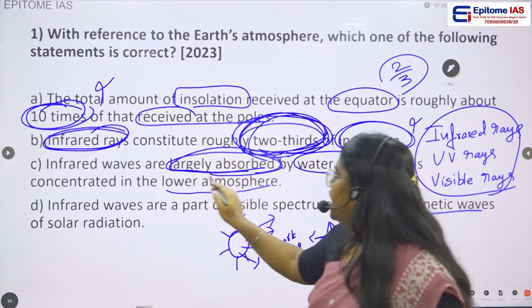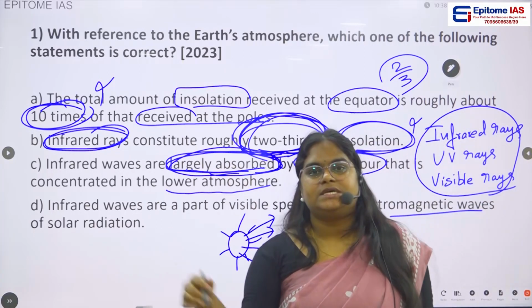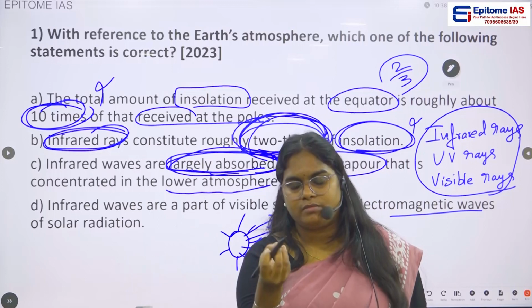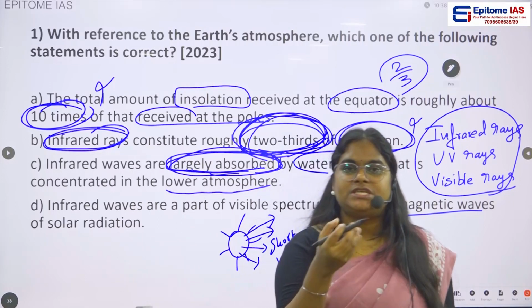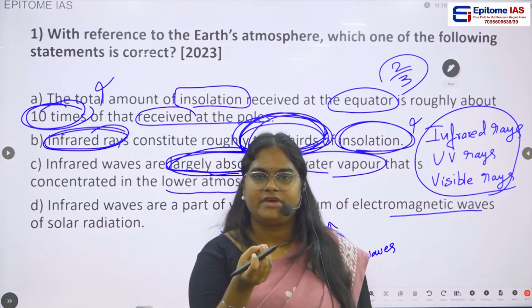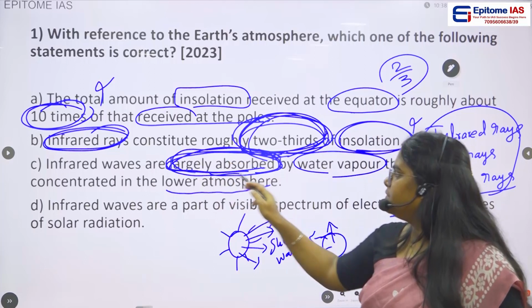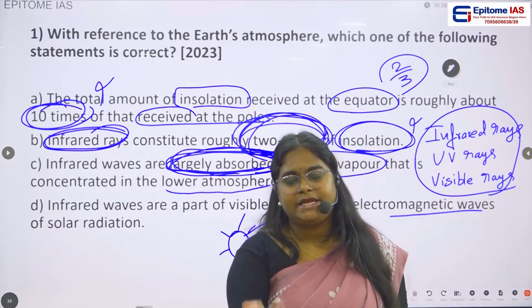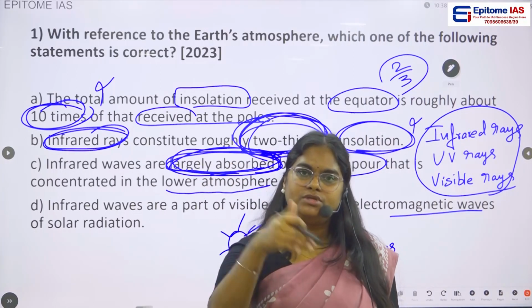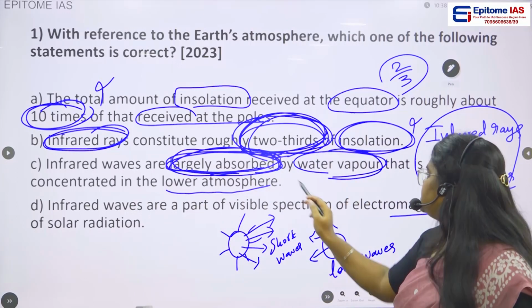Now in the question, what they are saying is infrared waves are largely absorbed by the water vapor. Is that true? Yes, the infrared waves which are radiated back by the earth are long waves. These are absorbed by the water vapor and then re-radiated back to the surface of the earth, causing global warming. Yes, this part of the statement is correct.